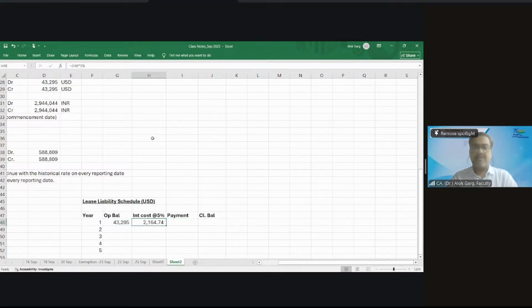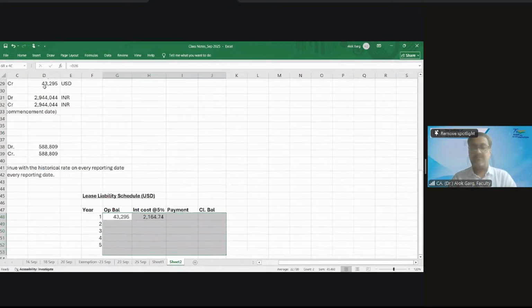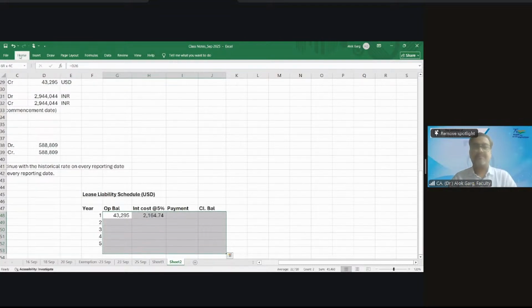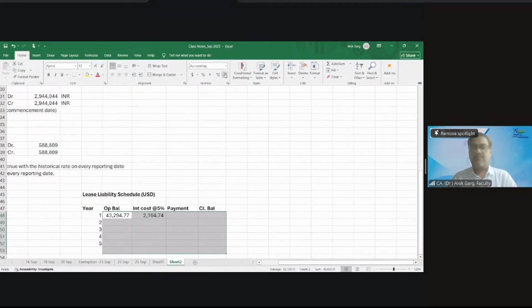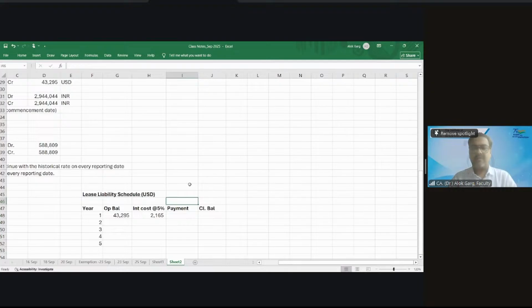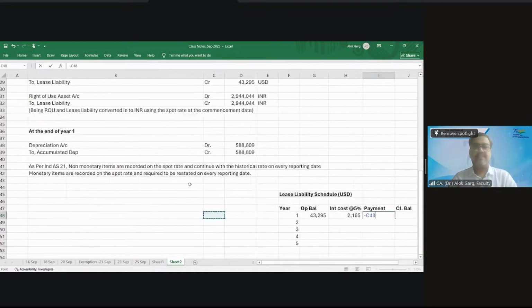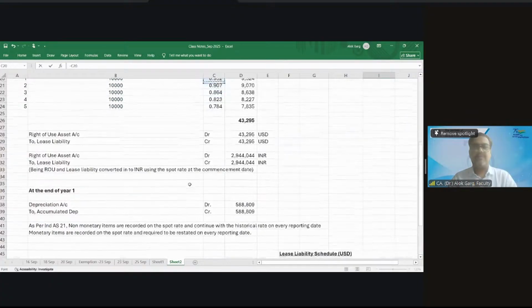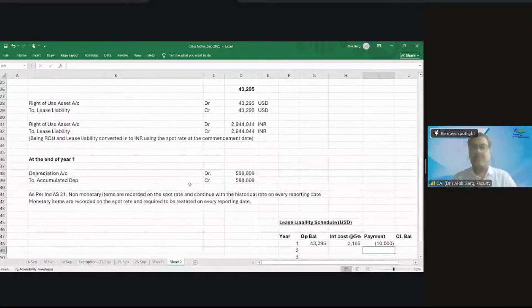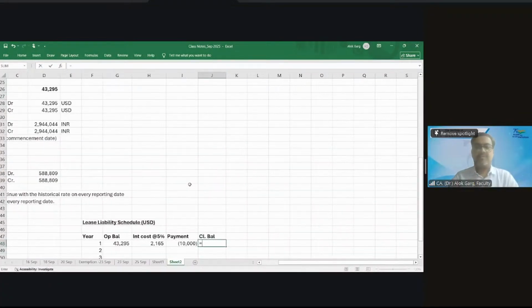Should I first make a payment, then compute the interest, or first compute the interest, then make a payment? First the interest, because, sir, payment is made at the end of the year. What is my lease payment? My annual lease payment is $10,000. What is my closing balance? My closing balance is this plus this minus this.